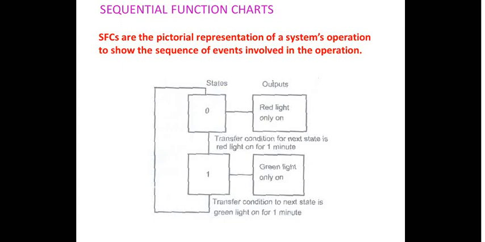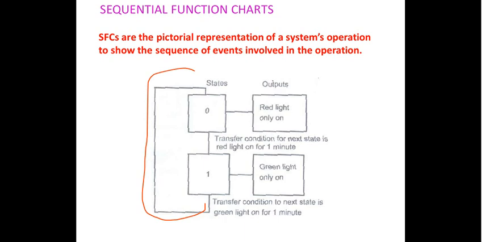Whenever you want to have the continuation of the sequence, you can see here, it will go to the start state, and in some cases you may have the process ending somewhere. If the process is ending, then you will have to indicate it with an end rung or something like that. So basically, sequential function charts are the pictorial representation of a system's operation to show the sequence of events involved in the operation.